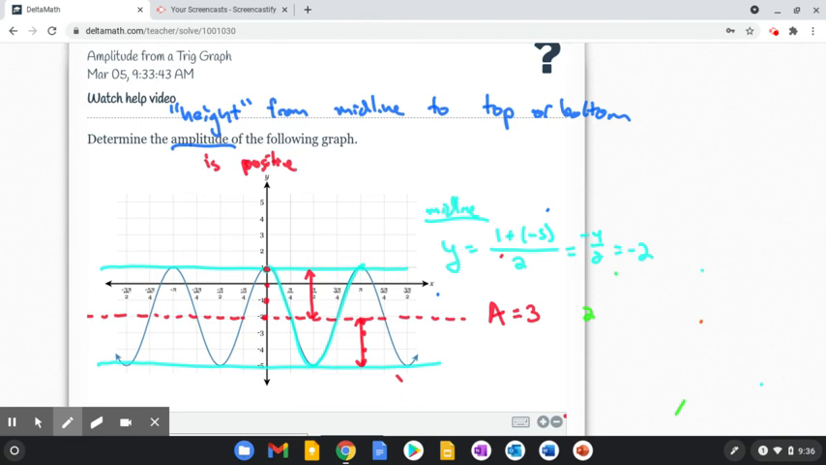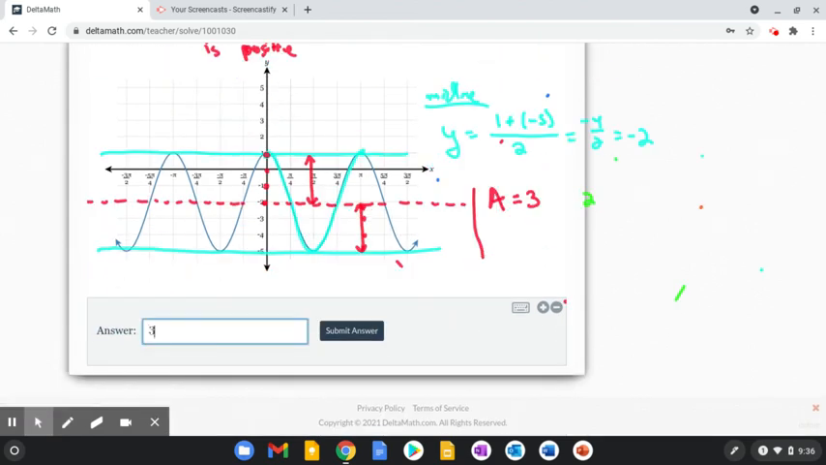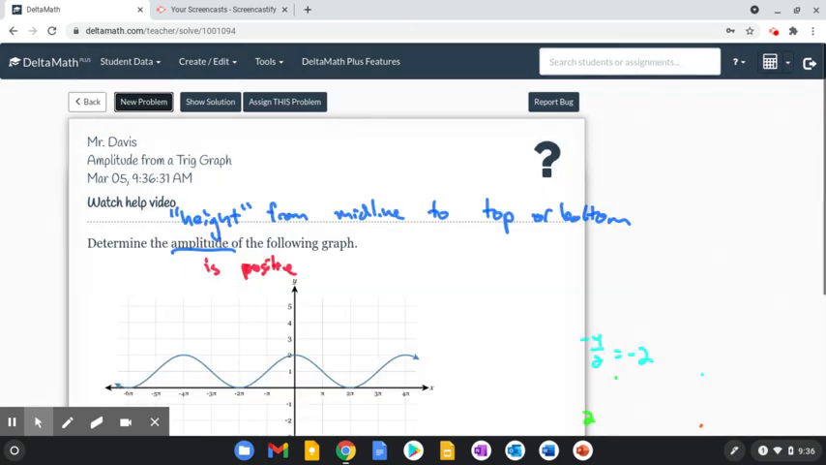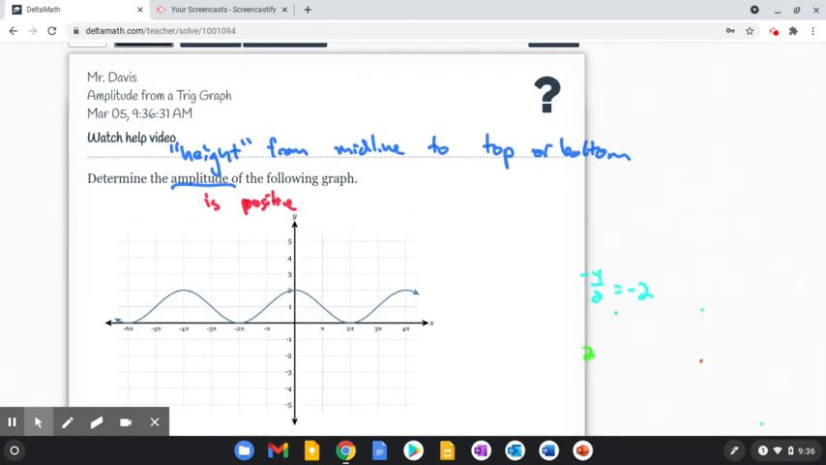Okay. So we are going to just type in the value 3, I believe, here. It's not an equation. It's just, again, a value. It's a height. All right, let's try another one.